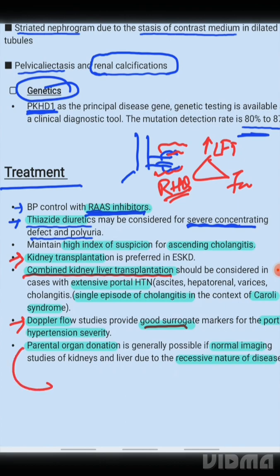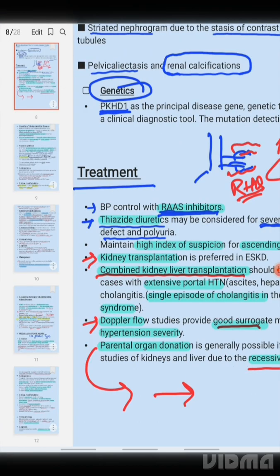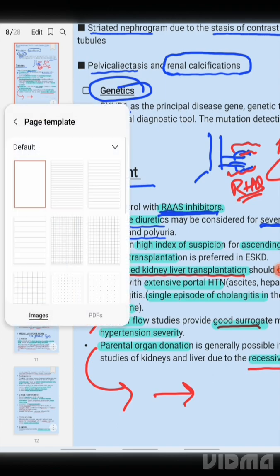If a parent chooses to donate his or her kidney or liver for that matter, the imaging should be normal, and due to the recessive nature of the disease, it usually does not manifest. So they should undergo an extensive, thorough workup, including genetic workup, in order to rule out any defective gene. So that's all about autosomal recessive polycystic kidney disease.